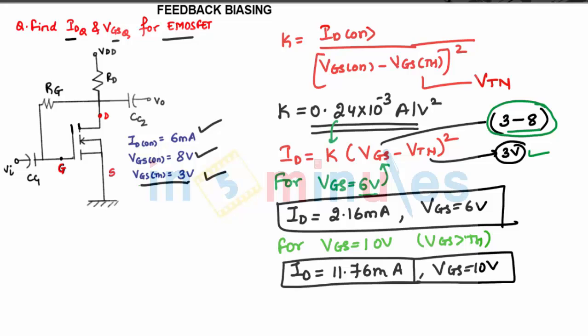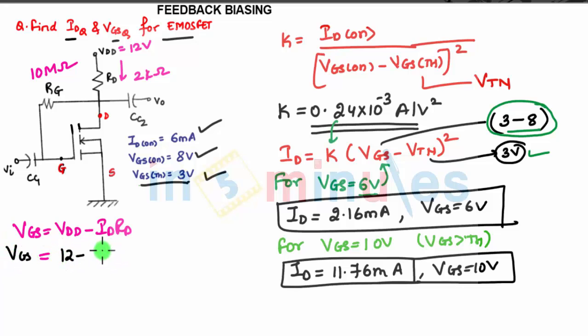Now for the bias line, or you can say the load line, I need to find the equation. So for finding the equation, I will apply KVL in the output loop. So what will be the equation for KVL? VGS equals VDD minus ID into RD. As you know, this is the very basic equation, so I'm not dealing with it in detail. VDD is given as 12 volts, RD is given as 2 kilo ohms in the question, RG is given as 10 mega ohms. So when you substitute the values, you will get VGS as 12 minus ID into 2 kilo ohms, right?